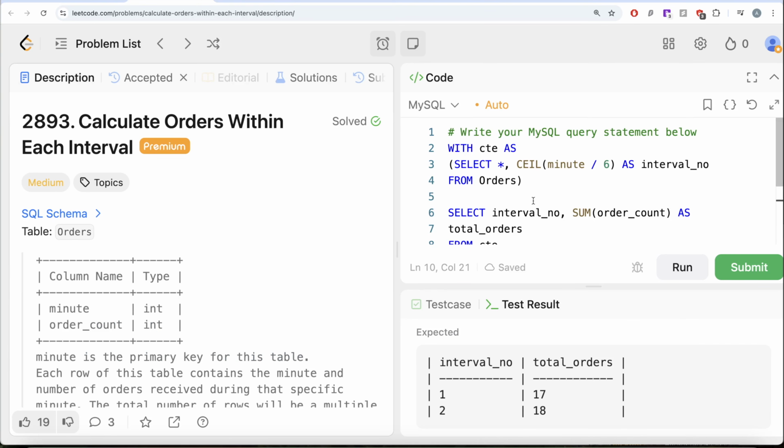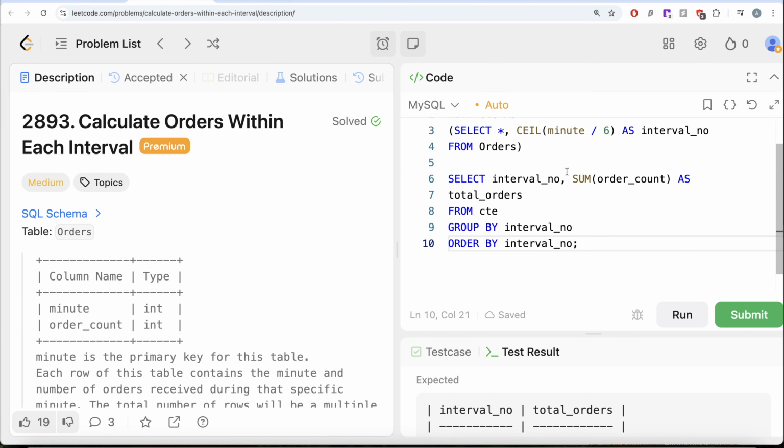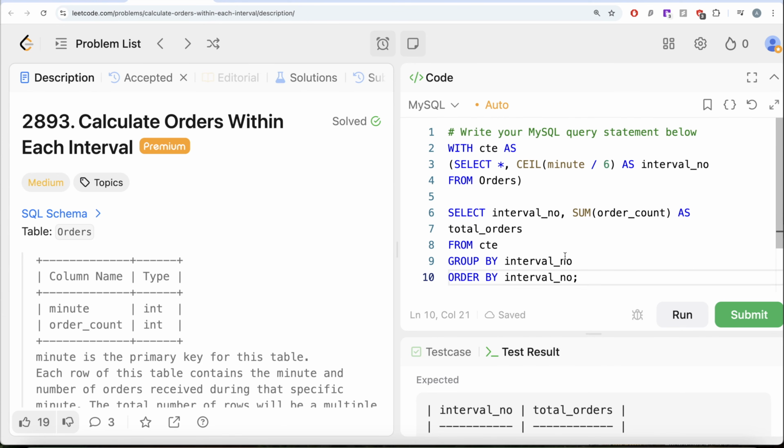So what we basically did was, firstly, we tried to find out the interval number each minute belongs to. The way we did it is, since the intervals are of 6 minutes each, we divided by 6 and performed a ceiling so that an interval number is assigned to every minute. Once we had that, we grouped by the interval number, performed a sum of the order count column, which is the total orders, and ordered by interval number in ascending order. So yeah, this is how we do it.